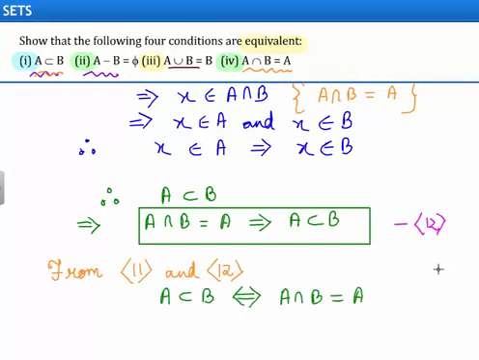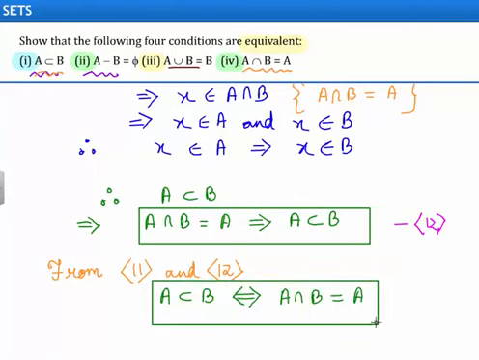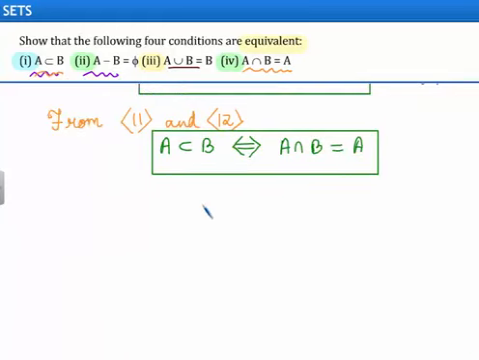So from 11 and 12 we have A is a subset of B implies and is implied by A intersection B is equal to A. So we have shown that the first condition implies and is implied by the remaining 3 conditions. So this shows that all the 4 conditions are equivalent. So this completes the solution of this question.